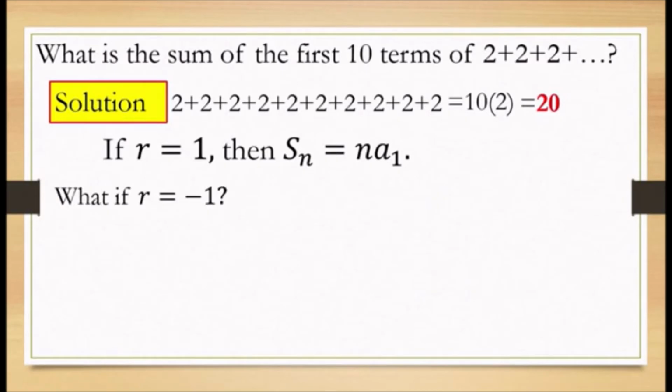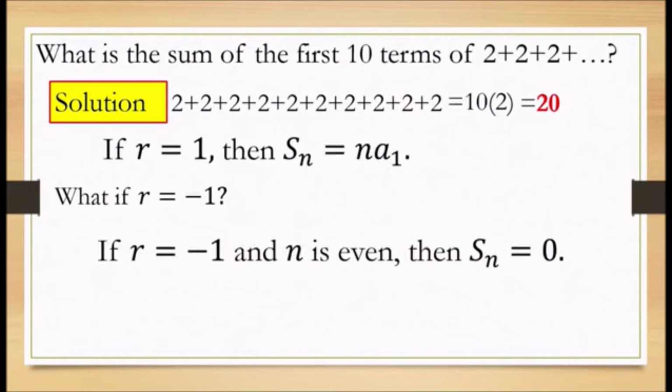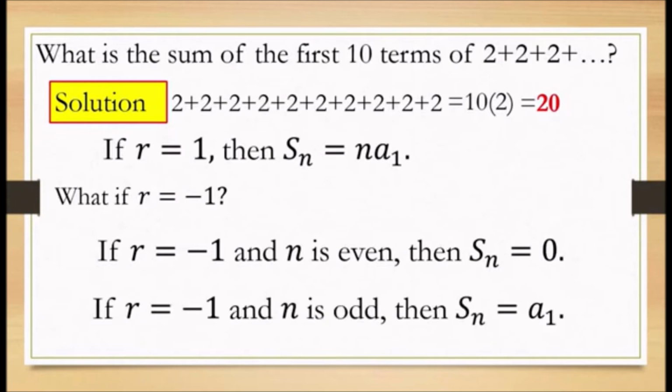Now, what if r is equal to negative 1, or our common ratio is equal to negative 1? So we have two cases or conditions here. First, if our common ratio is equal to negative 1 and n, the number of terms, is even, then the sum of the terms in that sequence is equal to 0. Just like our example, the number of terms is 10, and 10 is an even number. So the sum of the terms is equal to 0, or S sub n is equal to 0. But if r is equal to negative 1 and n is odd, then S sub n is equal to a sub 1.